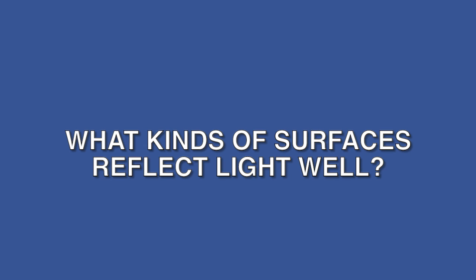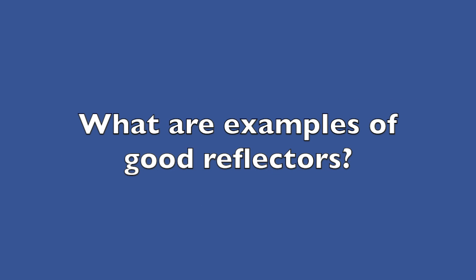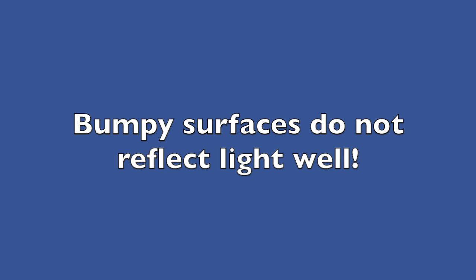What kinds of surfaces reflect light well? Smooth and shiny surfaces reflect light well. What are some examples of good reflectors? Some good reflector examples are water, glass, mirrors, shiny plastics, and metals. We also learned that bumpy surfaces do not reflect light well. They actually bounce the light back in many directions.